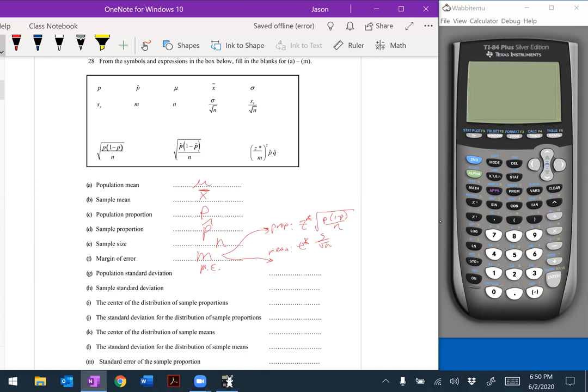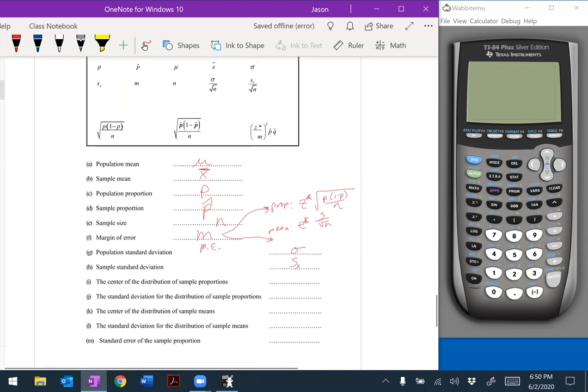Population standard deviation, that's sigma. What's the sample standard deviation? That's s, or sometimes it'll be written s sub x, like in your calculator.